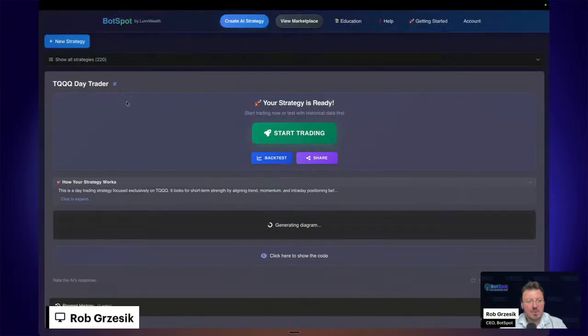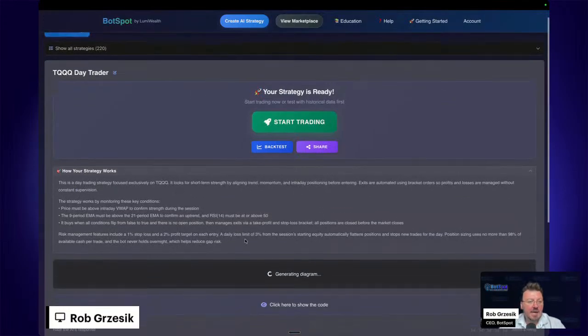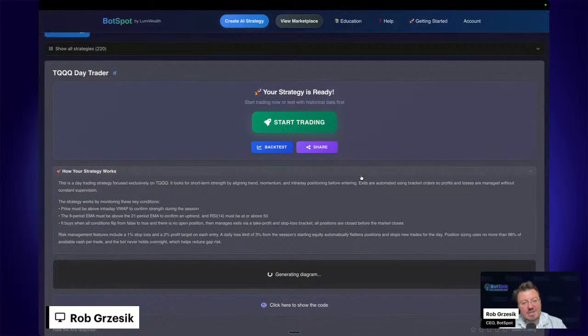We have the AI. Okay, we have TQQQ day trader. Let's see what the AI did. Okay, this is a day trading strategy focused exclusively on TQQQ. It looks for short-term strength by aligning trend, momentum, and intraday positioning before entering. Exits are automated using bracket orders, so profits and losses are managed without constant supervision. The strategy works by monitoring these key conditions.